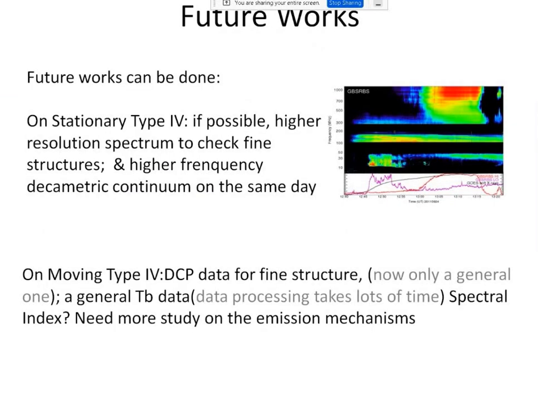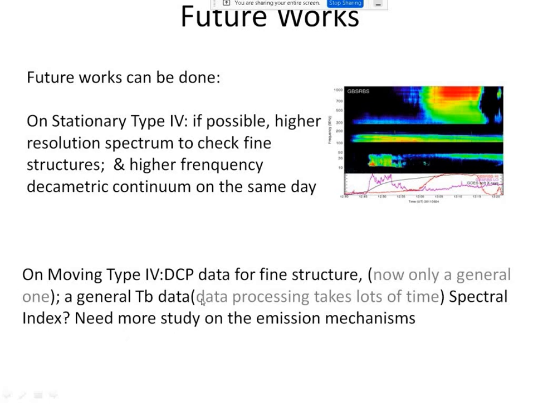And I would say future work can be done on the stationary type 4 radio burst. If possible, we can check a higher resolution spectrum to check the fine structures of the stationary type 4 radio burst, because we didn't do that. And also the higher frequency decimetric continuum on the same day as the event we studied for the stationary type 4 radio burst, but we didn't do this part. We can do it in the future too.